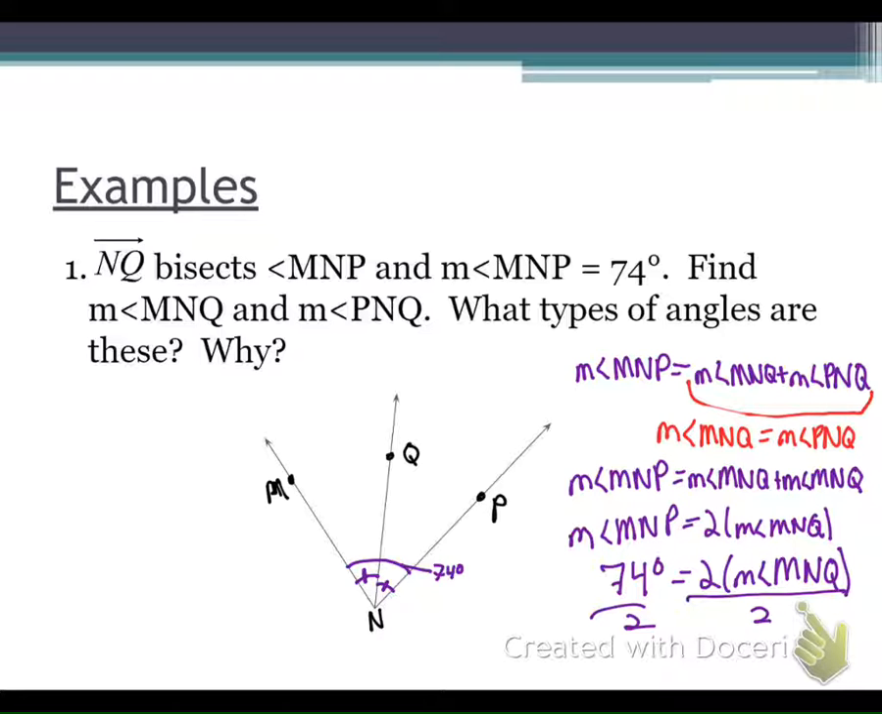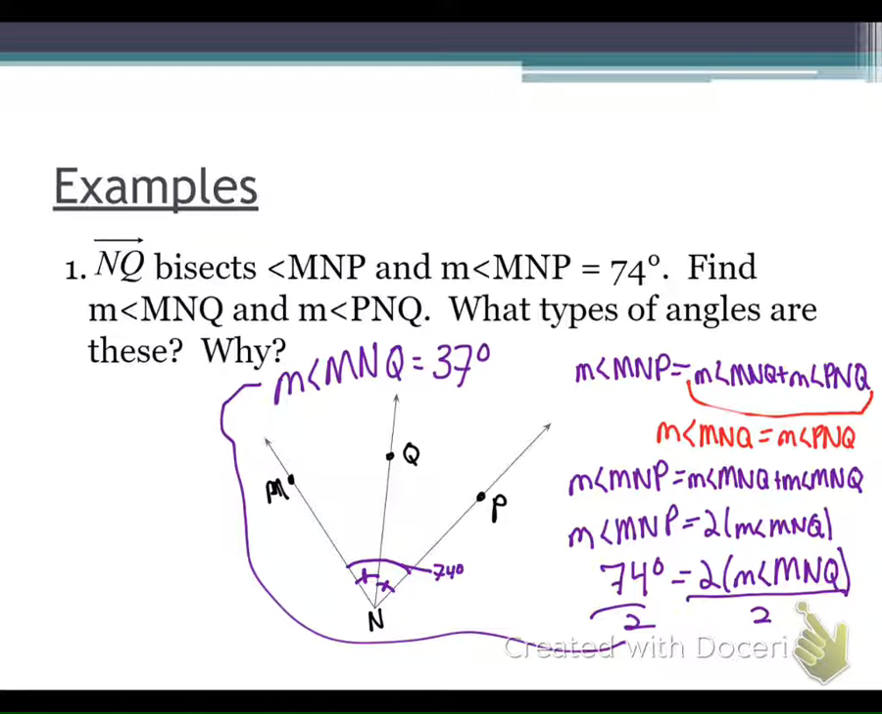Yep. So we end up with the measure. I'm going to write it over here so you can see it for the people in the back. The measure of angle MNQ equals 37 degrees. Because they are equal based on this line right here, what do we know the measure of angle PNQ has to be? It also has to be the same, yep. Let's write that again, Jenkins. PNQ also has to be 37 degrees.